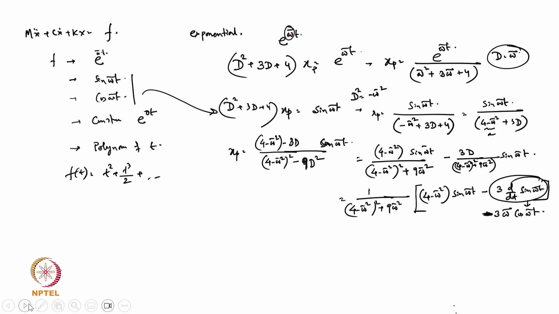Then next comes constant. In the constant case, you can assume it as some constant value into e to the power 0 into t. Then you can substitute, instead of omega, 0. So again you can write accordingly.